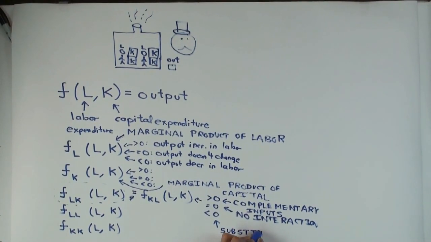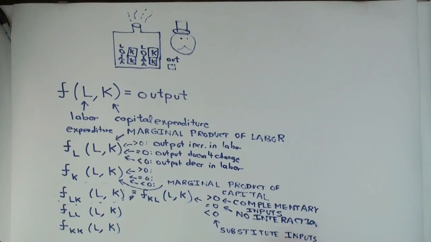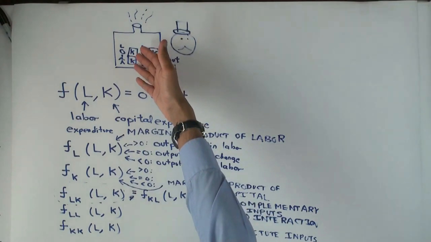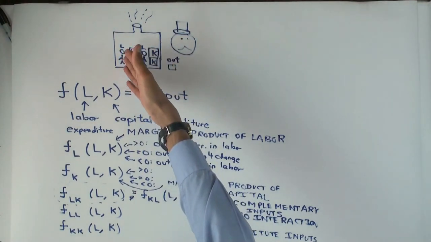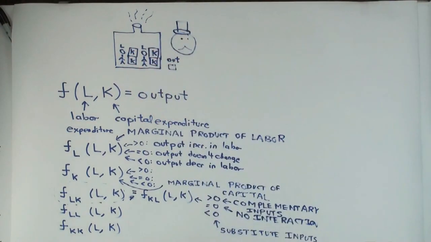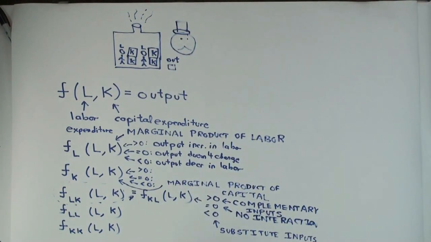I mean, there could be other reasons. Maybe they actually fight each other, but the typical reason would be that they substitute each other. So what I mean by that is that when you add more machines, they reduce the marginal product of labor because the machines sort of take away some of the things that the people could have done. And so they reduce how much the labor can contribute.